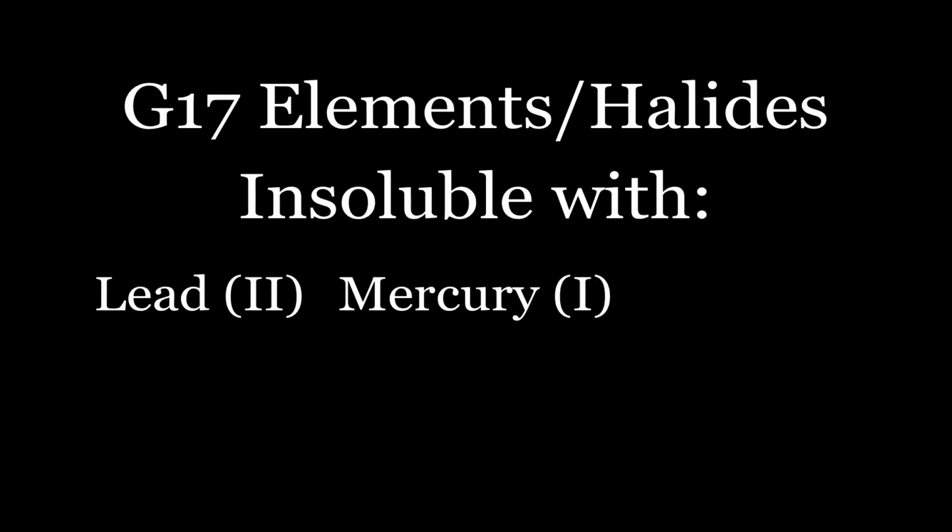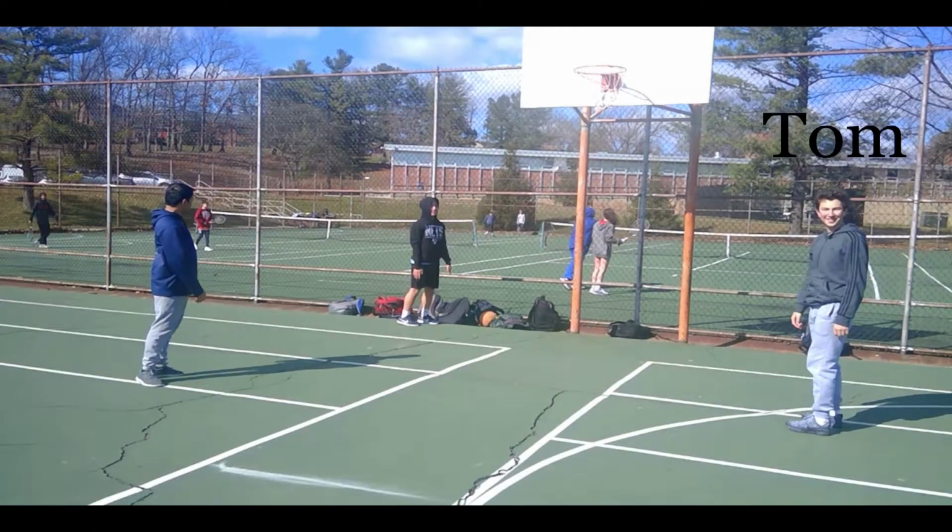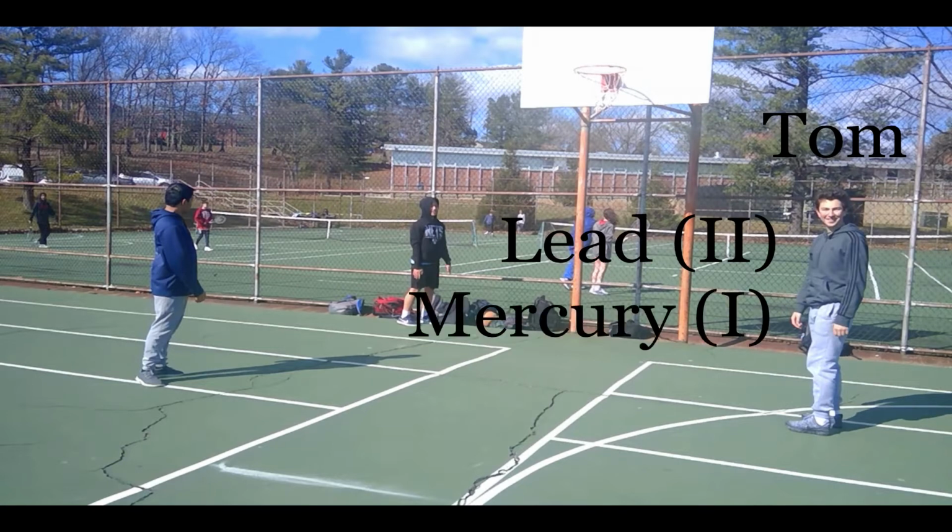However, as stated before, John isn't soluble with everyone. Group 17 elements or halides are insoluble with lead-2, mercury-1, and silver. This here is Tom. In this visual representation, he represents lead-2, mercury-1, and silver.